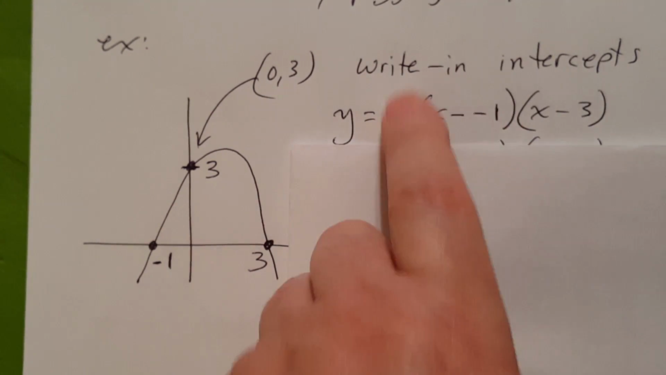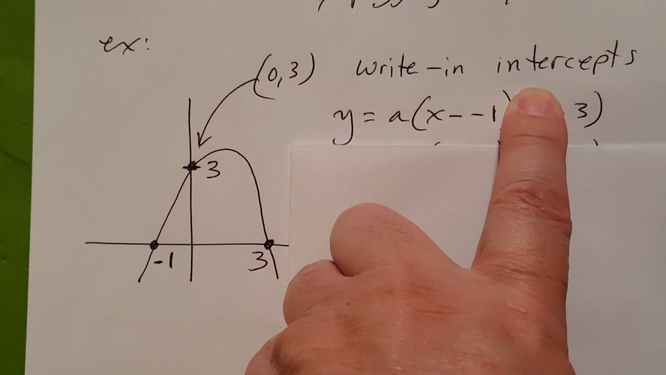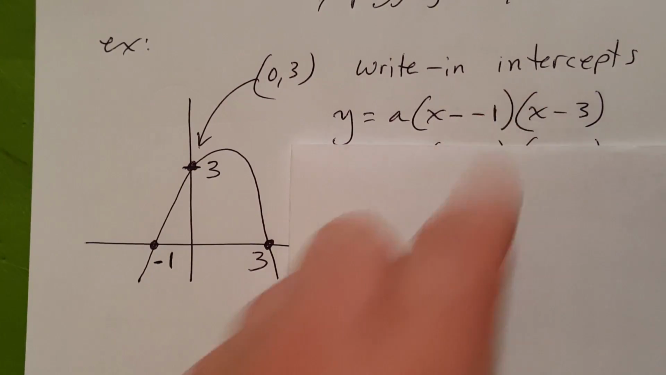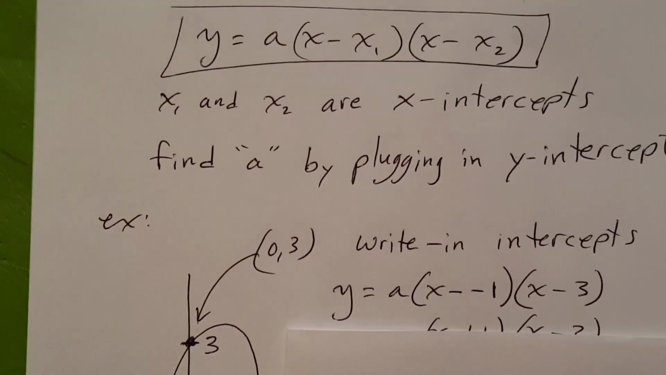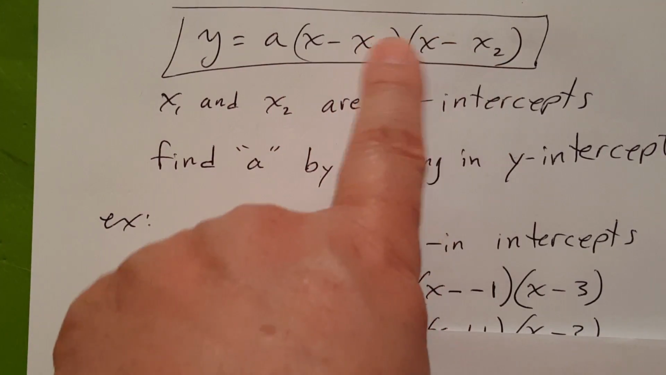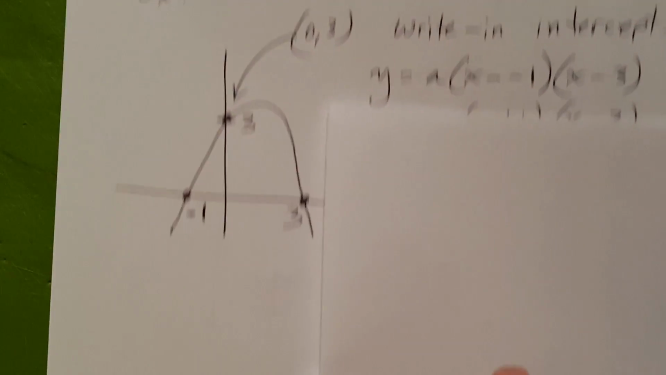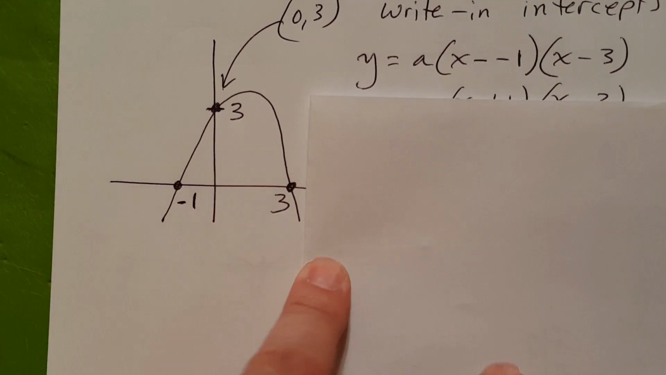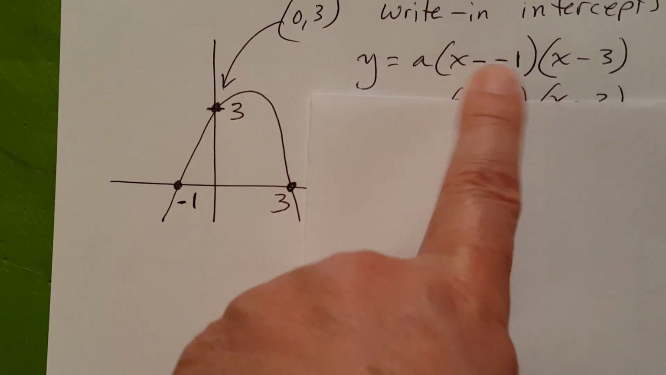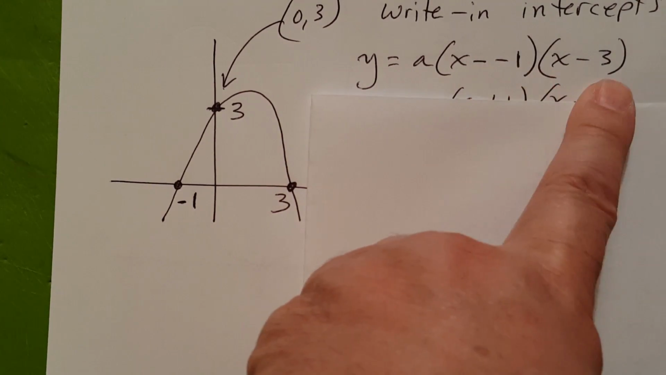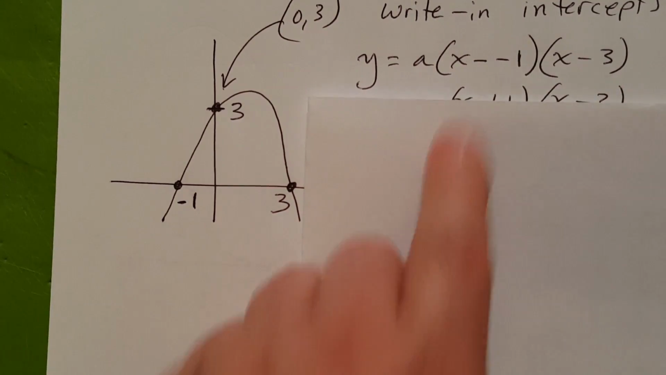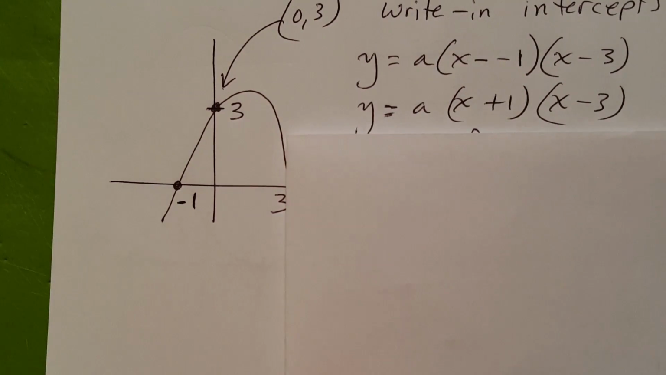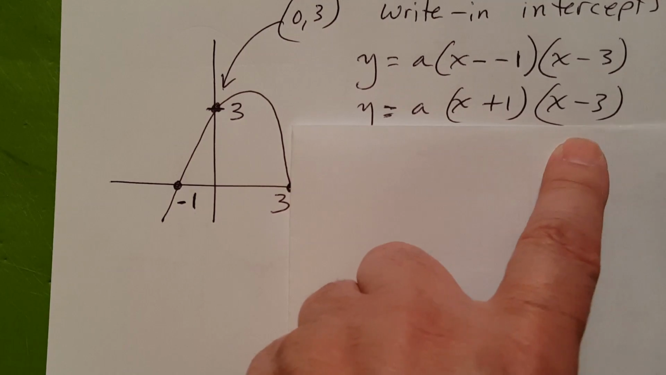So what do we do? Well, first thing you do is you write in the x-intercepts, right? Remember what we said up here? You plug in the x-intercepts. So here my x-intercepts are -1 and 3. That's what I did: x minus -1 and x minus 3. So I put in the intercepts. That needs to be simplified, becomes x plus 1, x minus 3.